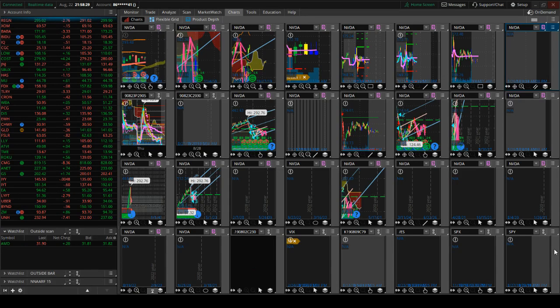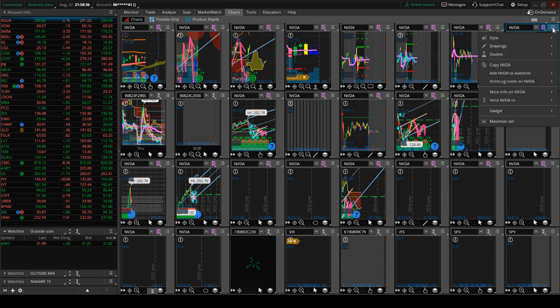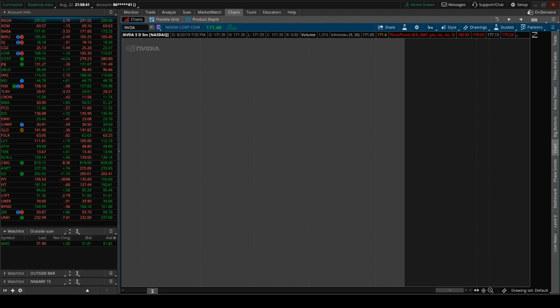You guys still there? Why is it doing this? Oh, because it's all expanded. Hold on one second. Maximize cells. Well, that was a nightmare. Remind me not to send an option chart to 50 grids at once.